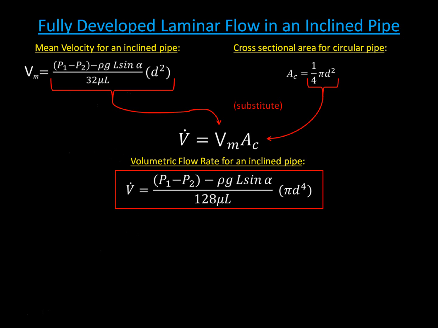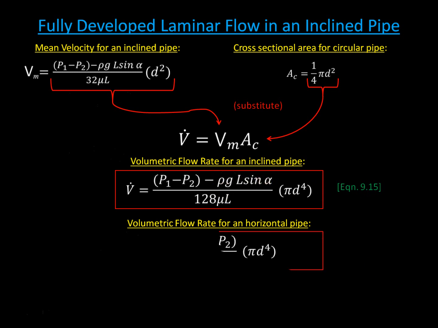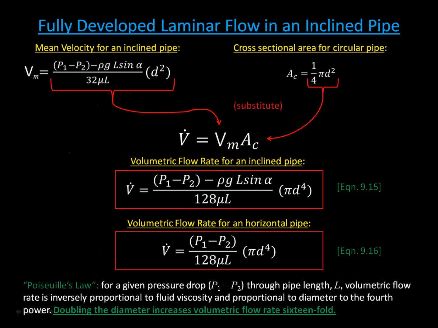Now, if I have the more simplified scenario where I have a horizontal pipe, just like we figured out the mean velocities, this sine of alpha goes to 0. And that simplifies the equation down to the volumetric flow rate is equal to the pressure difference from the inlet to the exit, divided by 128 times the dynamic viscosity times the length times pi times d to the fourth. And this is true for both equations, but it's much easier to see in the horizontal pipe. This is where we are able to establish Poiseuille's law.